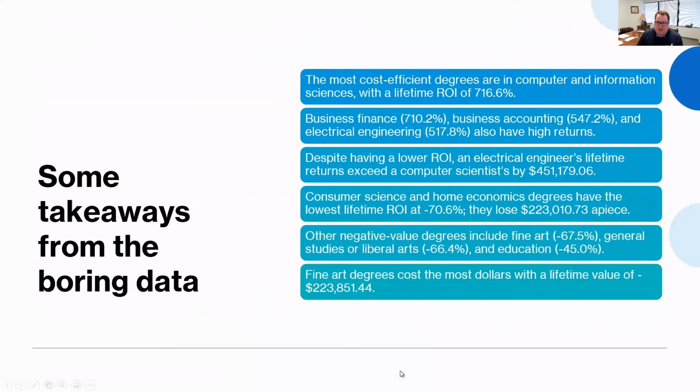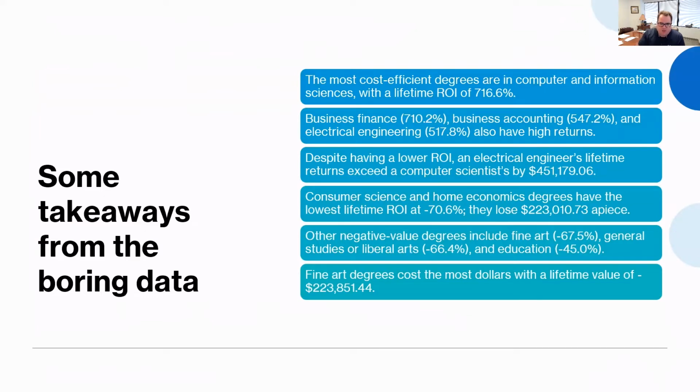But the most cost-efficient degrees have been in computer and information sciences. Business, there's a lot of examples out there. Business finance had a 710% return on investment. Business accounting, 547%. Electrical engineering, 517%. Consumer science and home economics degrees, lowest lifetime ROI at negative 70.6%.